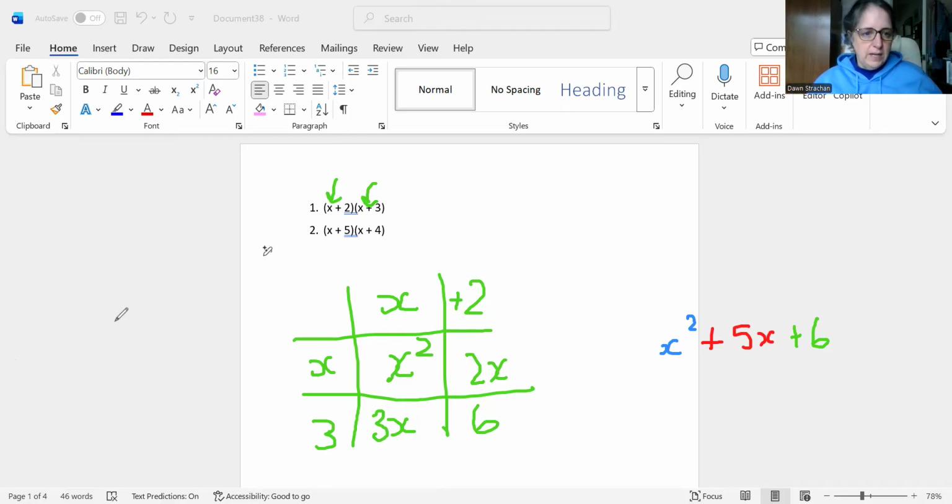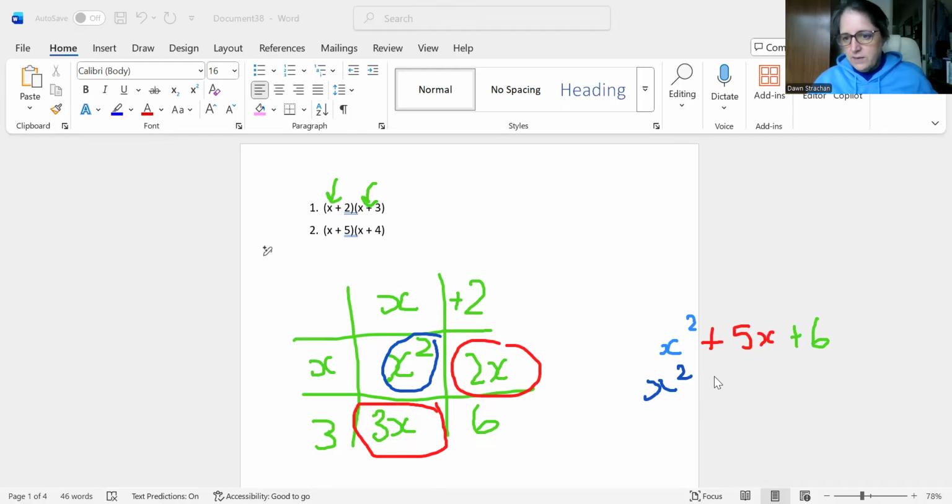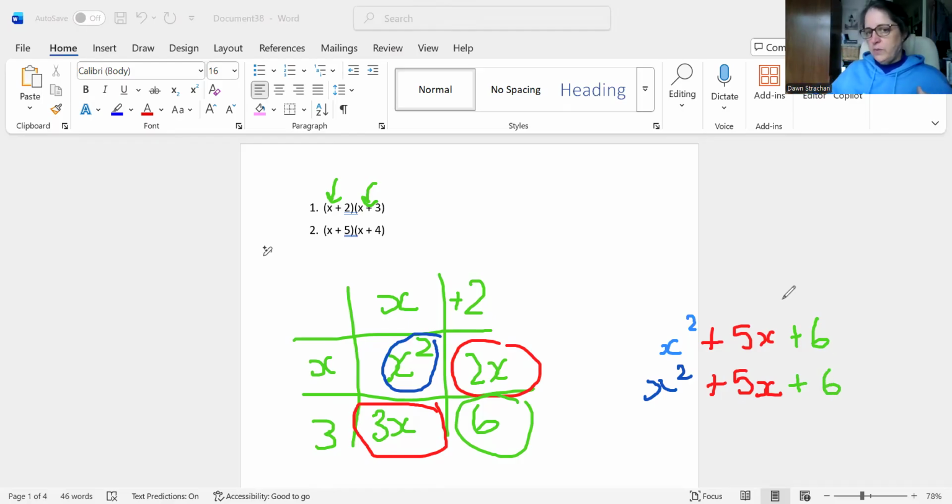So once again, we have just an x squared. So that's there. And then we have a 2x and a 3x. So we'll add those together and that gives us 5x. And then finally, we're left with just the 6. So we'll pop that on the end. So both of them will give us exactly the same answer. It just depends which format you prefer.